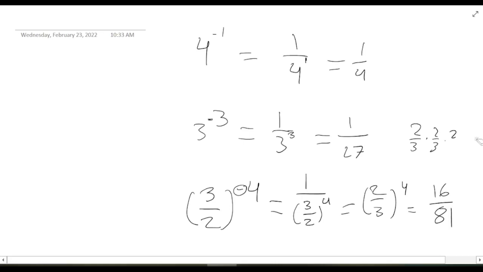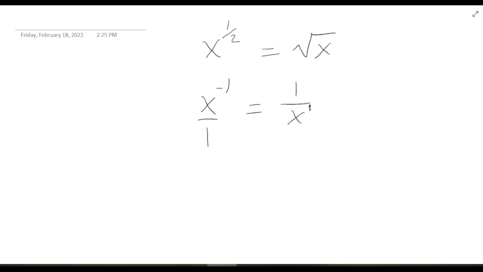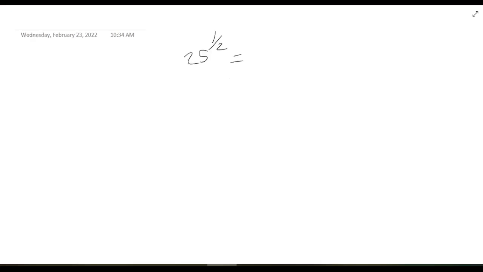So now let's look at what happens if our exponent is a fraction, if it's 1/2. So remember that anytime it says 1/2, it's going to mean square root. So for this example, what is 25 to the 1/2 power? Well, in other words, that's asking what is the square root of 25? And that's going to equal 5, right?